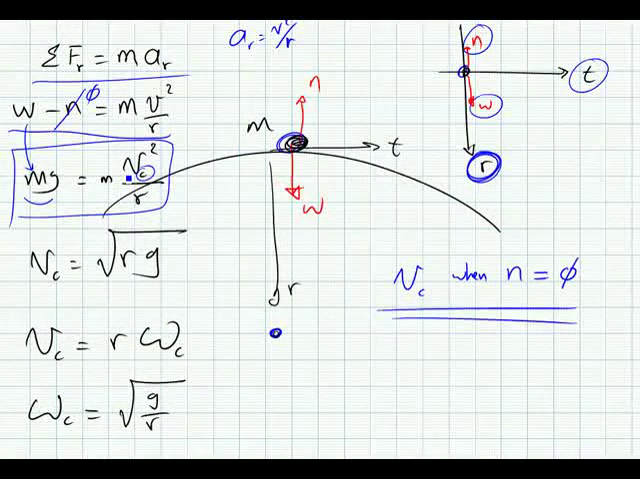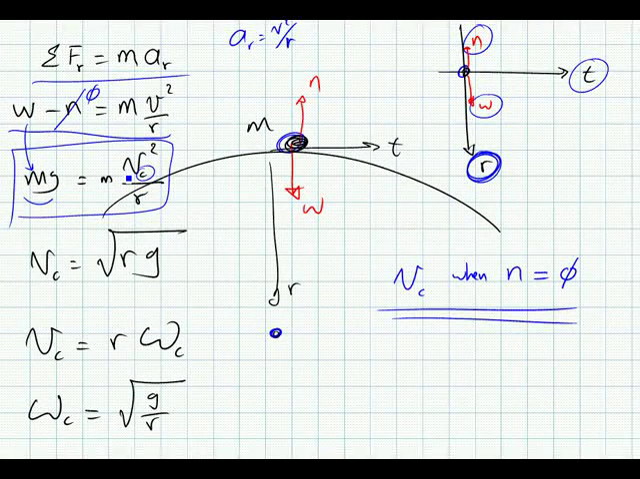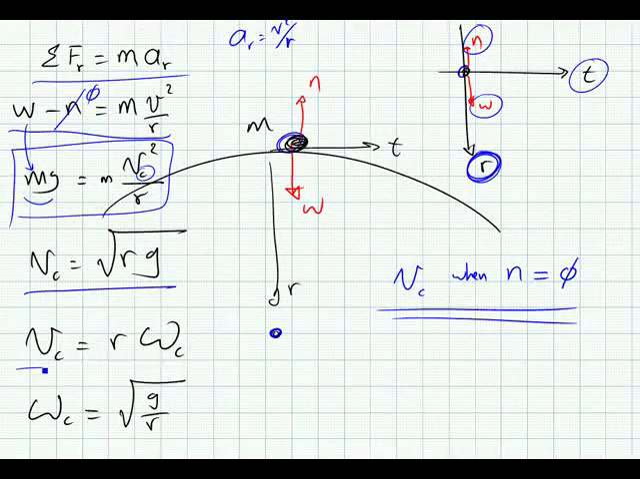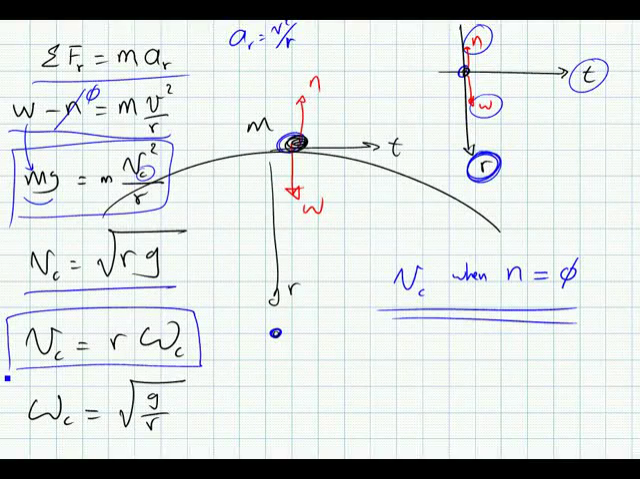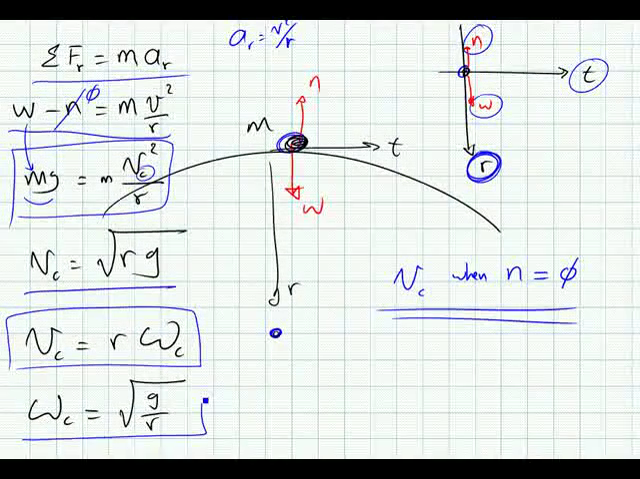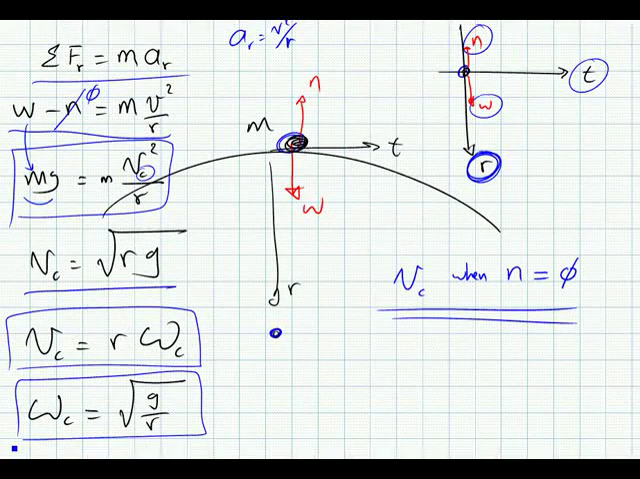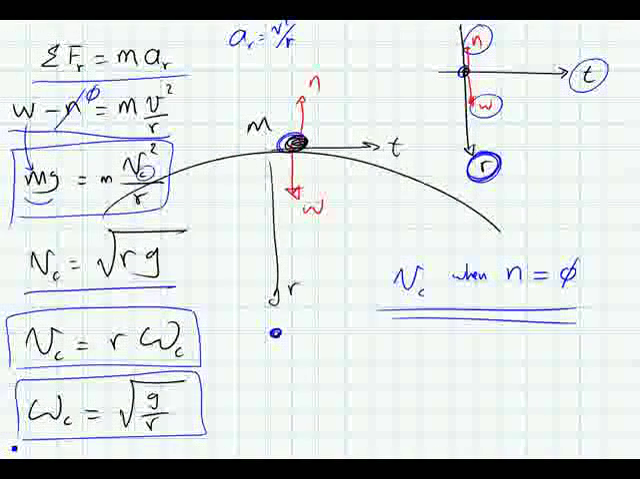So at critical velocity, I set N to be 0, so now you can end up with a simple expression for this critical velocity, which is square root of rg, and noting that linear velocity is related to angular velocity via this expression, you can also come up with an expression for critical angular velocity, which is square root of g over r. So that's what we mean by critical velocity.